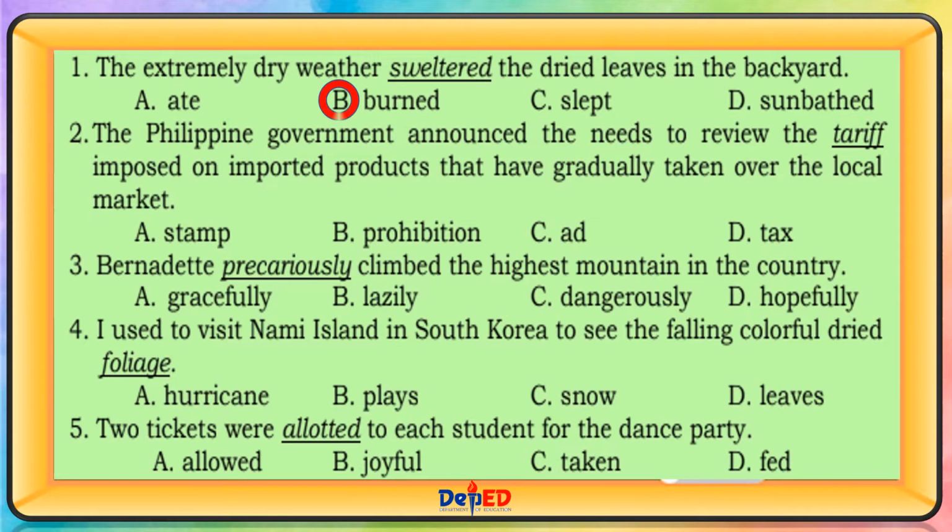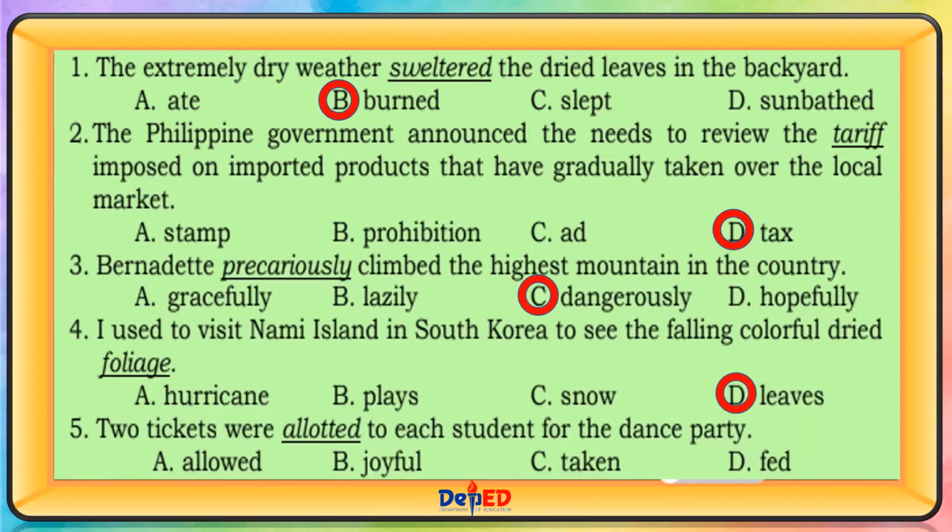The Philippine government announced the need to review the tariff imposed on imported products that have gradually taken over the local market. The answer is letter D, tax. Bernadette precariously climbed the highest mountain in the country. The answer is letter C. I used to visit Nami Island in South Korea to see the falling colorful dried foliage. The answer is letter D, leaves.